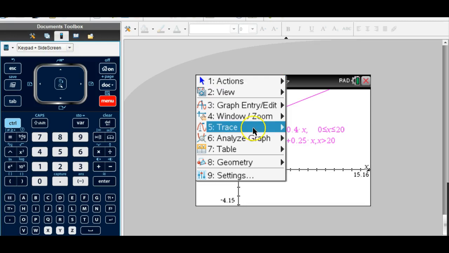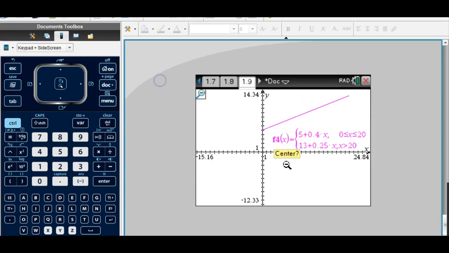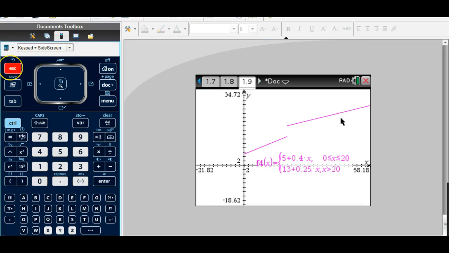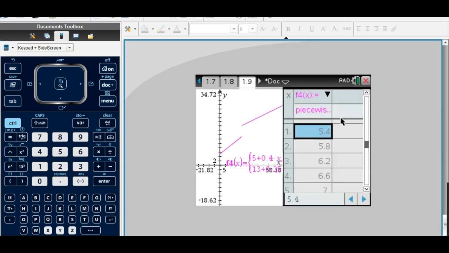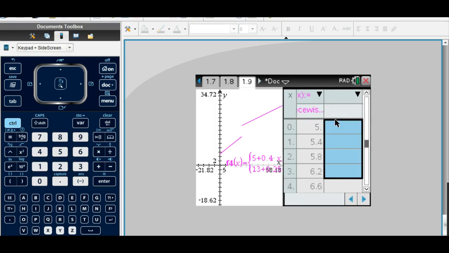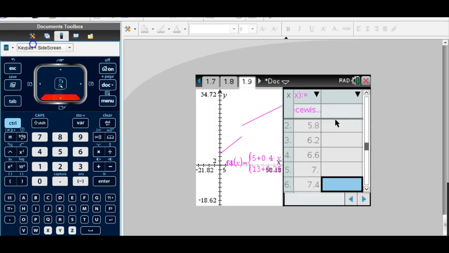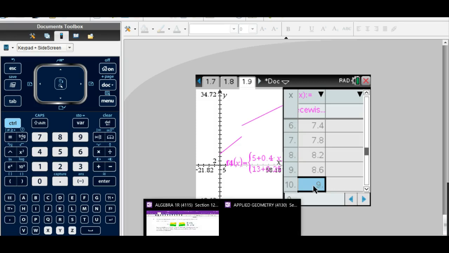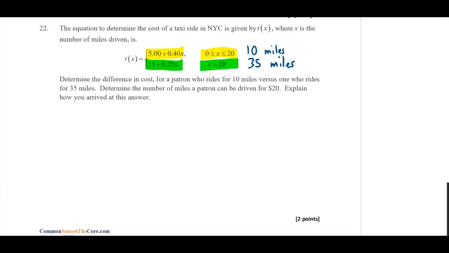It's going to help to zoom out. And you'll notice that I have two different pieces. If I want to find out how much it's going to cost for 10 miles, I can pull up the table and scroll down until I get to 10 miles. And 10 miles is going to cost $9. So T of 10 equals $9.